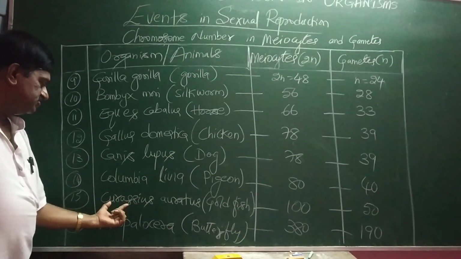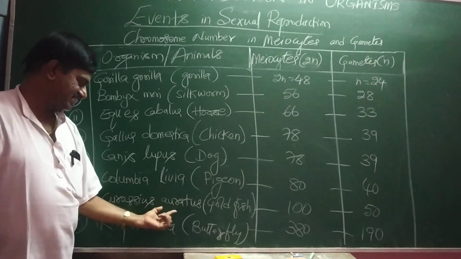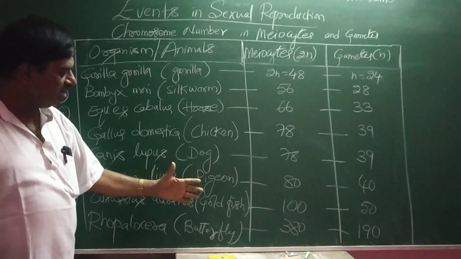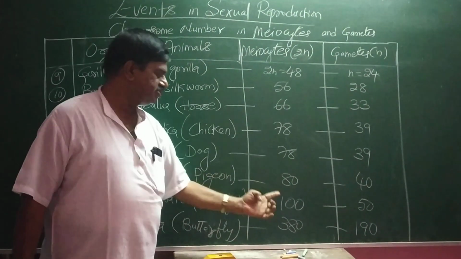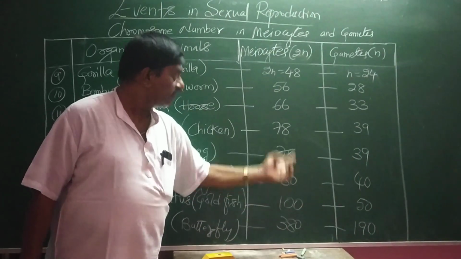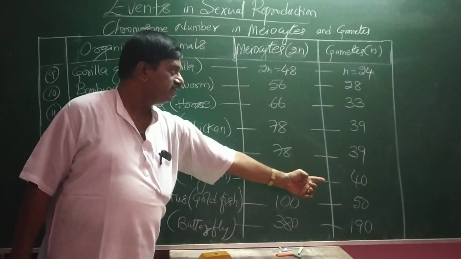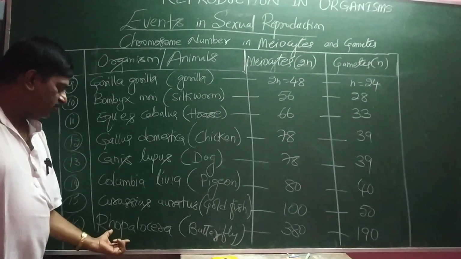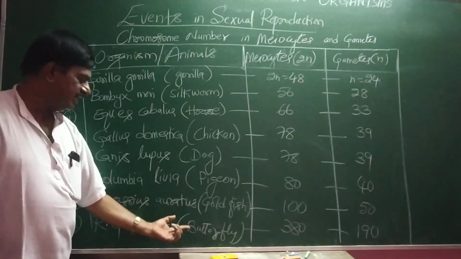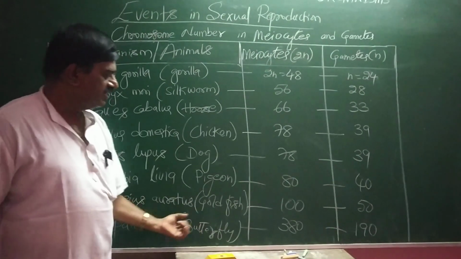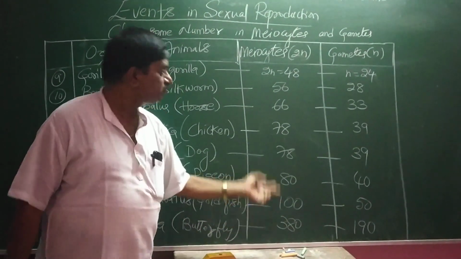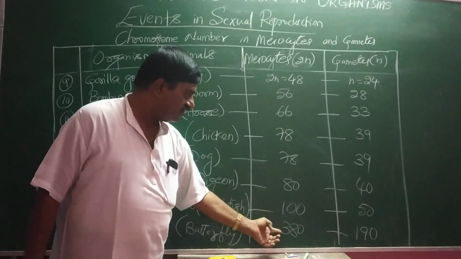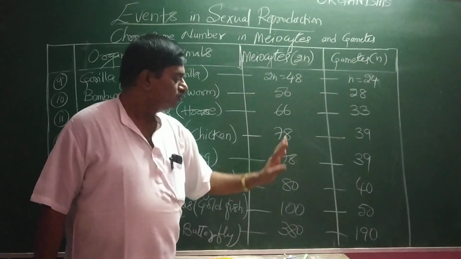Next, Carassius auratus, commonly called goldfish. The fish is gold in color. It has 2n is equal to 100 and the gamete number is 50. Next, Papilio. This is commonly called butterfly. In this butterfly, it has a maximum chromosome number. In a meiocyte cell, 2n is equal to 380 and n is equal to 190.